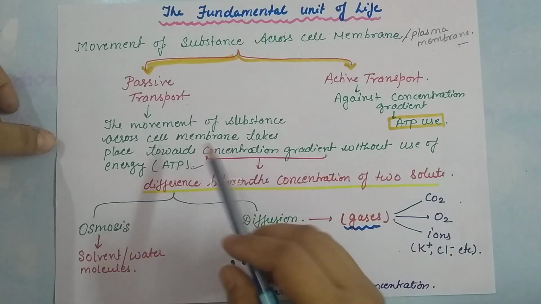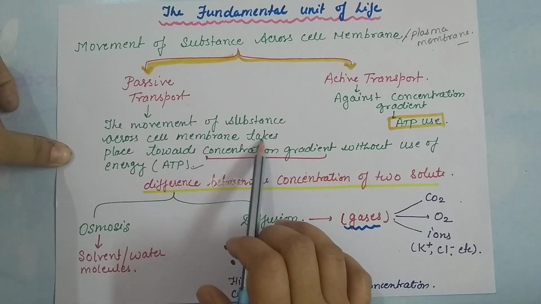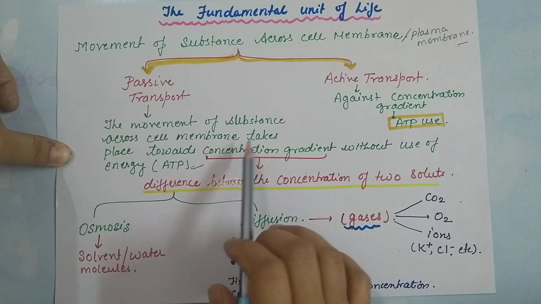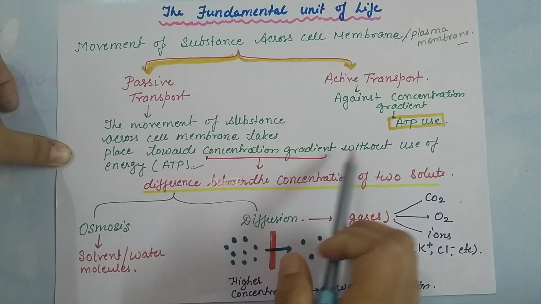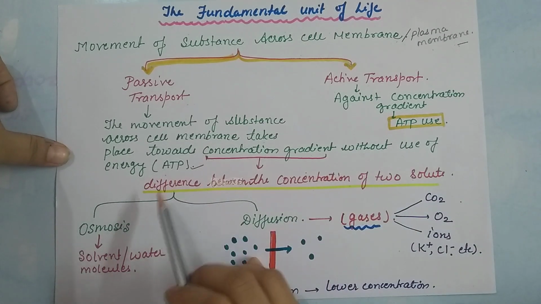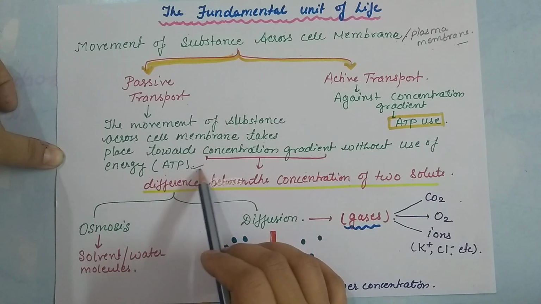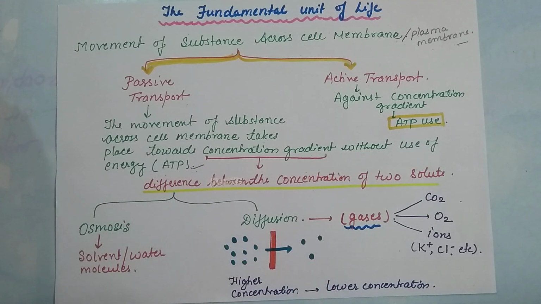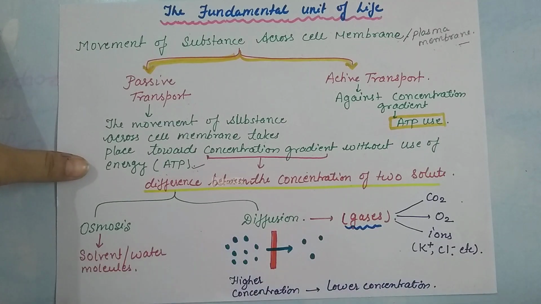So we can define passive transport as the movement of substances across the cell membrane along the concentration gradient without the use of any energy or ATP. Here ATP is also known as the energy currency. There are two ways by which passive transport takes place: one is osmosis and the second one is diffusion.